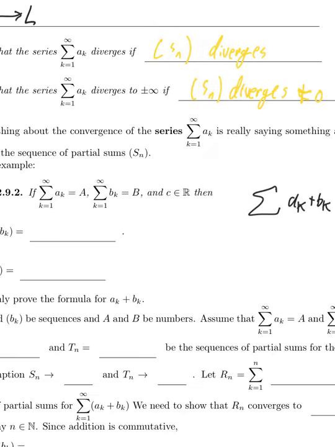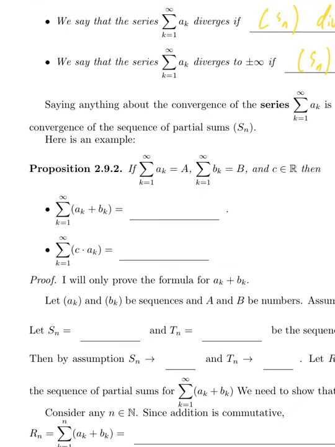And indeed, that's our first result. If the series associated with a_k converges to A and the series of all of the b_k's converges to B, then the sum of all of the a_k plus b_k is A plus B. Similarly, if you multiply every term of a series by c, you wind up with that same number times the sum of all of the a_k's. And I'm only going to prove the first of these two results. This one is homework.